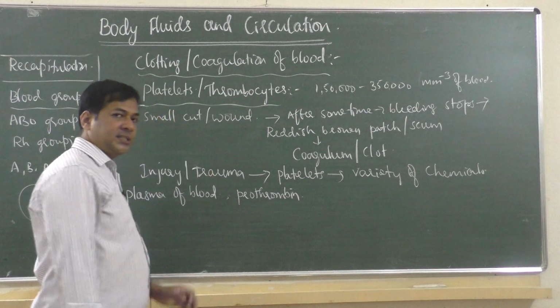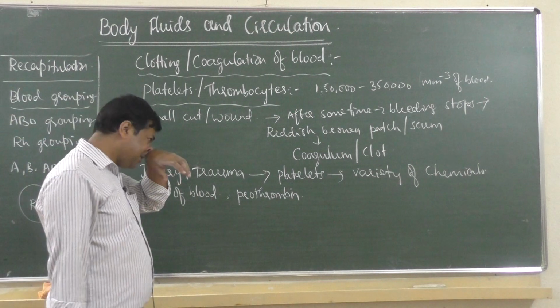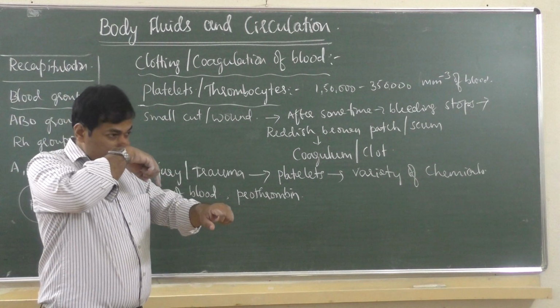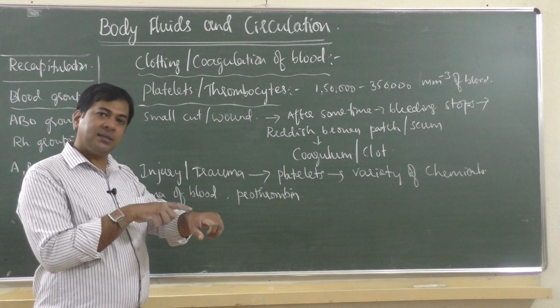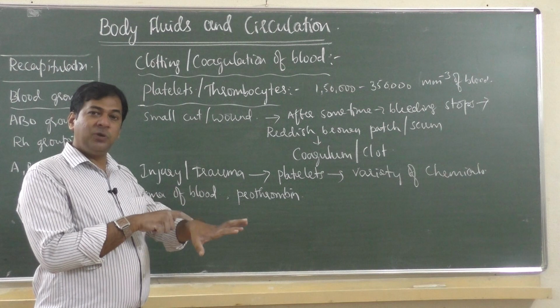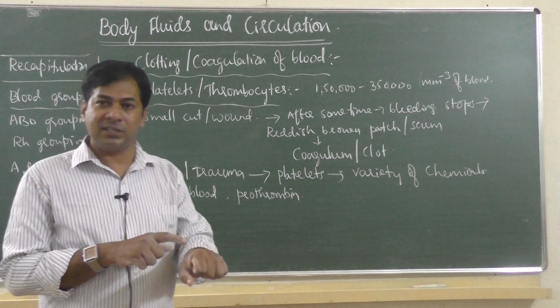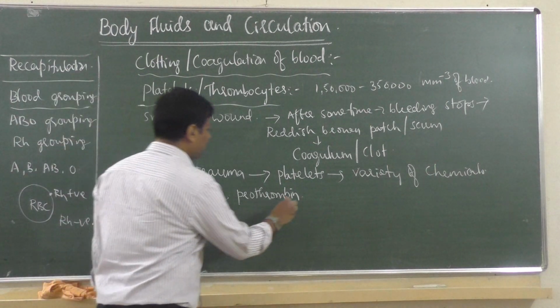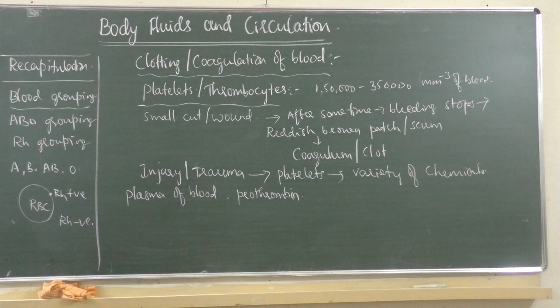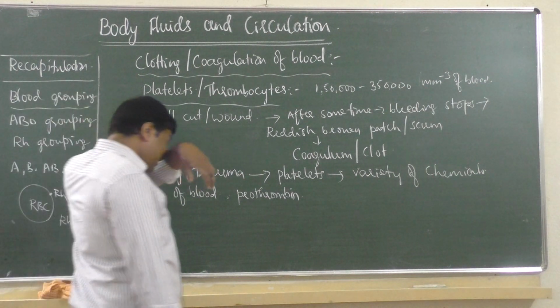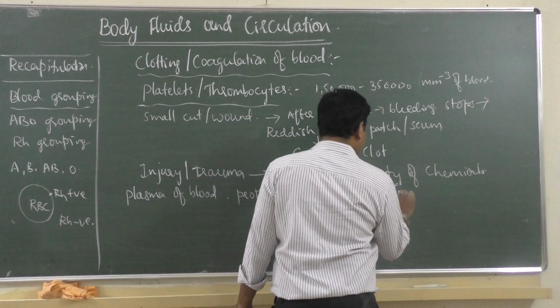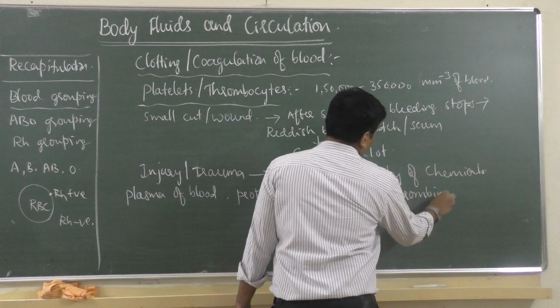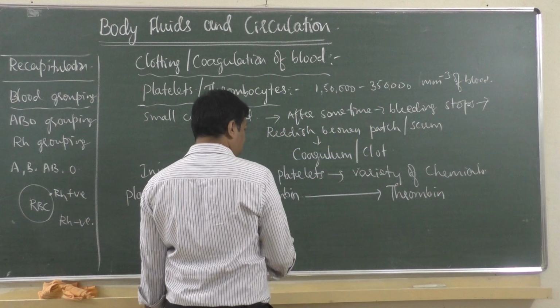So what is happening here? Step by step, once again we will see. Suppose there is a wound or injury. It will stimulate platelets, or in other words, it will tell platelets to release a variety of chemicals. The first chemical released is called prothrombin. Prothrombin is an inactive substance, and it is converted to active thrombin by an enzyme called thrombokinase.